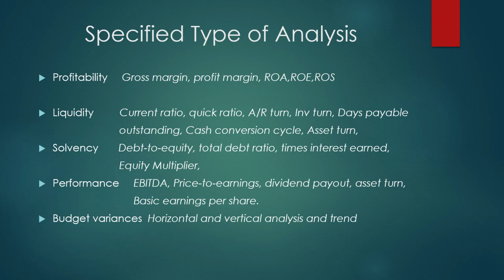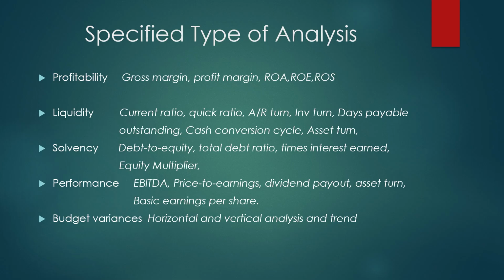Our liquidity ratios are our current and quick ratio, our accounts receivable turn, our inventory turn, our days payable outstanding. And be sure to get the most recent definition of days of payable outstanding from the AICPA website, because you will also be asked for a cash conversion cycle. This is something that's not really in textbooks very often, but it is on the list for a cash conversion cycle. And of course, asset turnover.